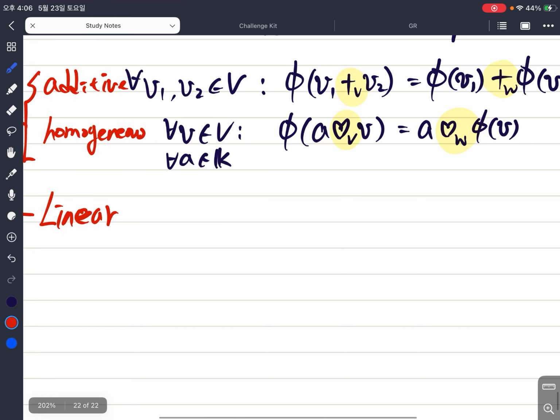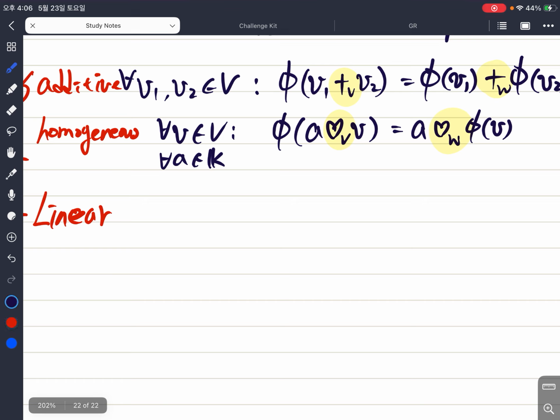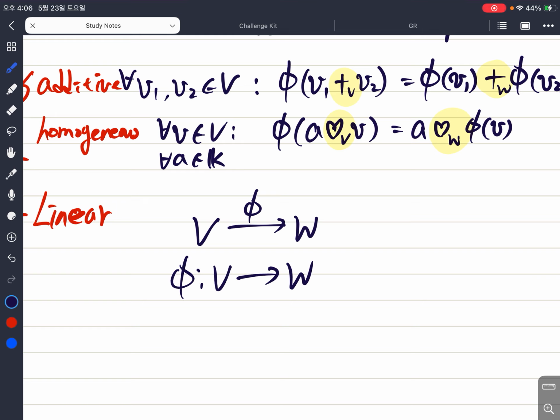And yes, sometimes for the homomorphism, we always write this phi subscript VW. So this is just the same notation, V to W. You can see everything appears the same, but the above case is usually used for the homomorphism case. There are many.